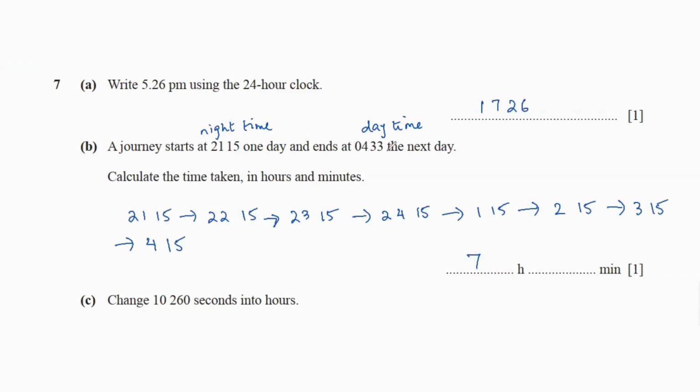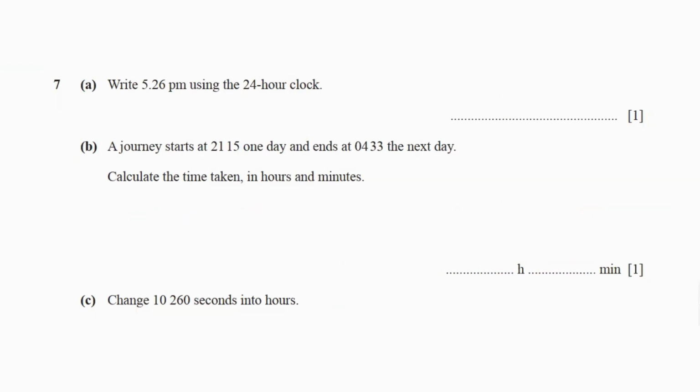Now for the minutes, it's ending at 4:33. So now in order to turn 15 into 33, we need to see how many minutes need to be added to 15. So if we subtract, 13 minus 5 is 8, and 2 minus 1 is 1. So 18 minutes and 7 hours.